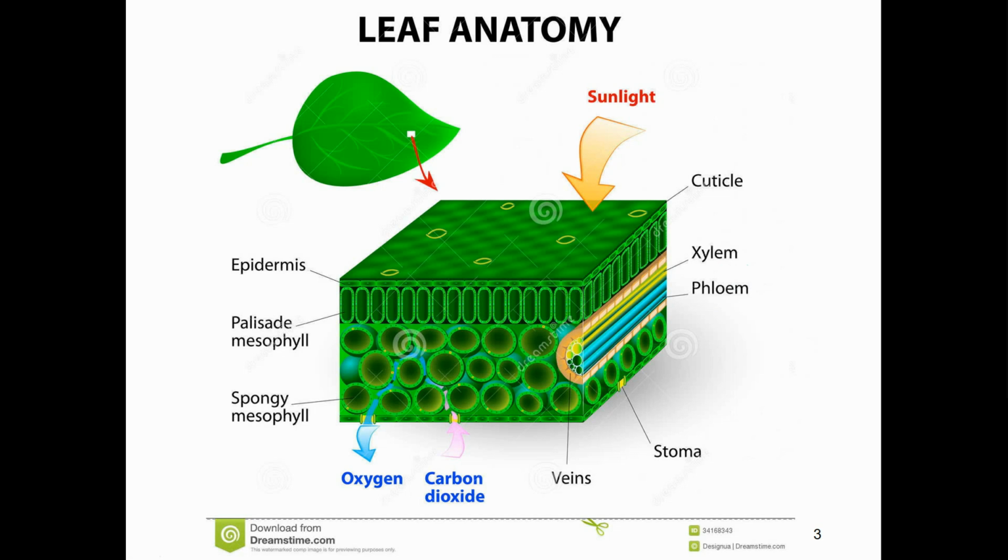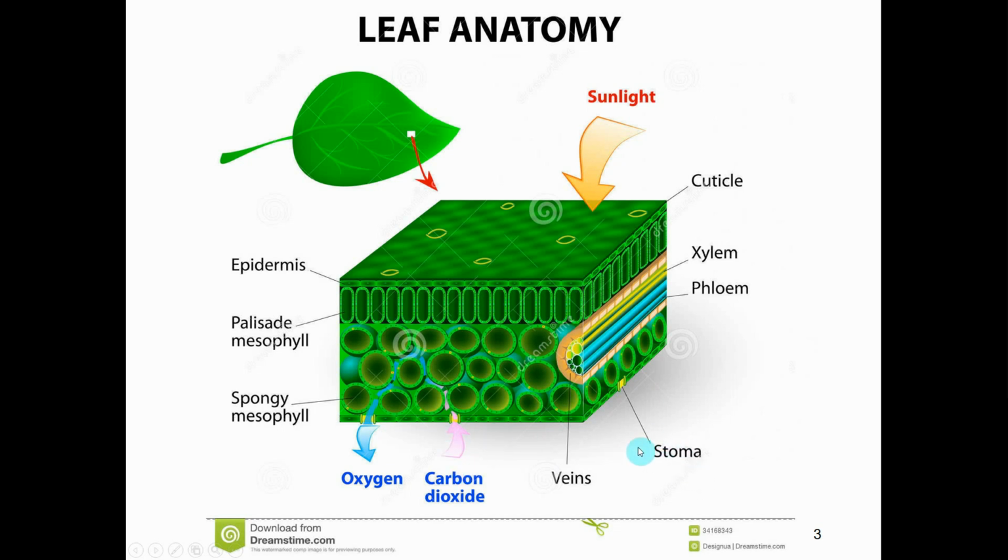But before we look at that, we need to understand the basic structure of a leaf. So we know photosynthesis is going to occur in these palisade mesophyll, some in the spongy mesophyll. Don't forget there are intercellular air spaces here to allow for carbon dioxide to come in through the stomata.